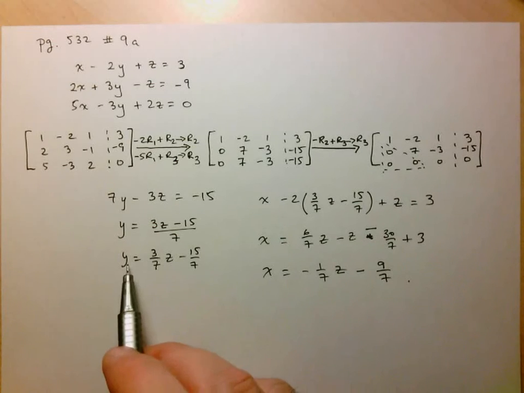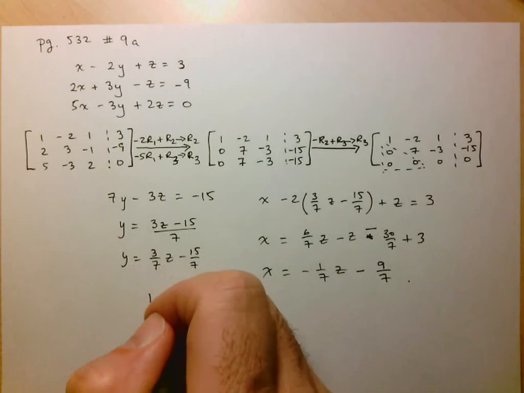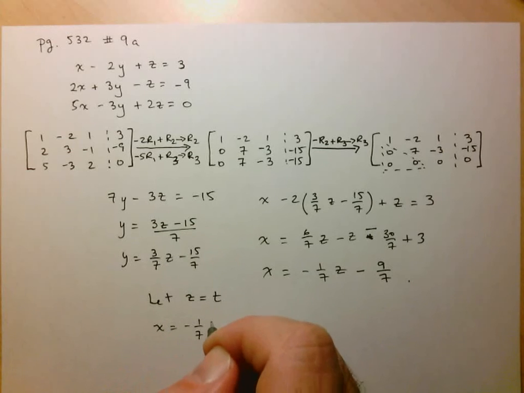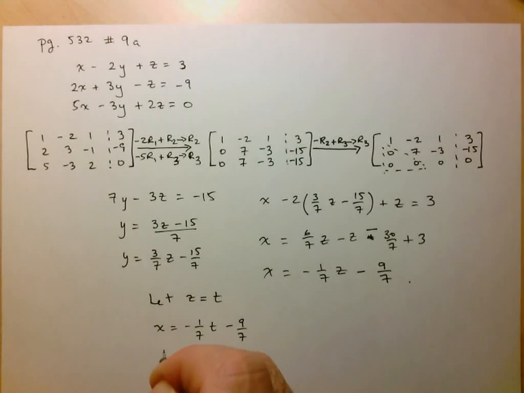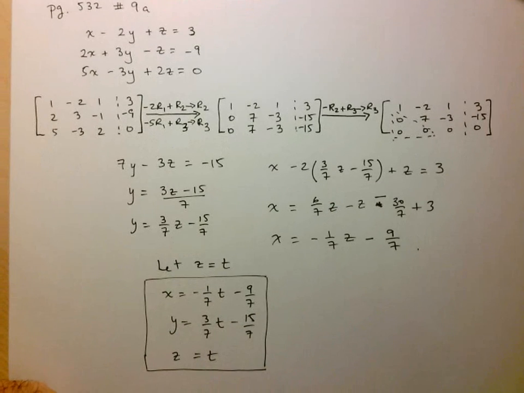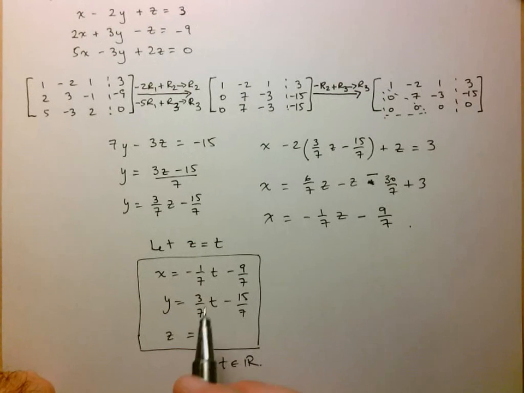Again, I've written both y and x in terms of z, so I'm just going to let z be my parameter. That means that x is equal to negative 1 over 7 t minus 9 over 7. y is going to be 3 over 7 t minus 15 over 7. And here z is going to be equal to t. Of course, this gives me infinitely many solutions, because t can be any real value. So infinitely many solutions, but what's the geometric interpretation?